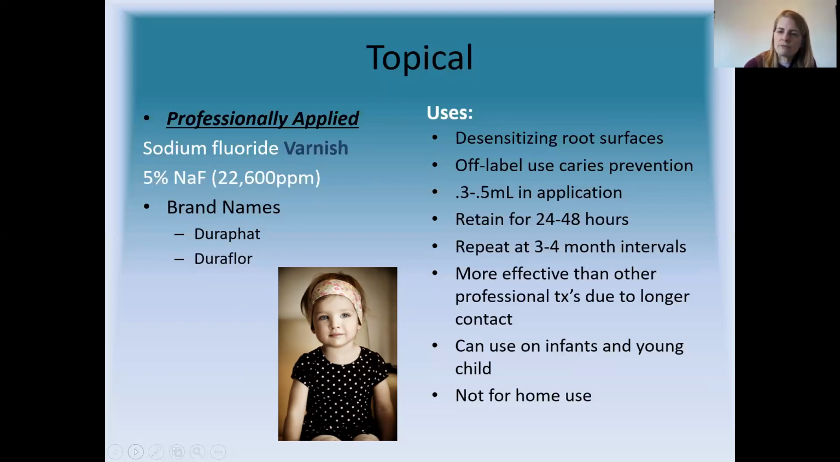0.3 to 0.5 milliliters in the application. It can stay on the teeth for up to 24 to 48 hours. Repeat at 3 to 4 month intervals. And it's more effective than others due to the longer contact time on the teeth.